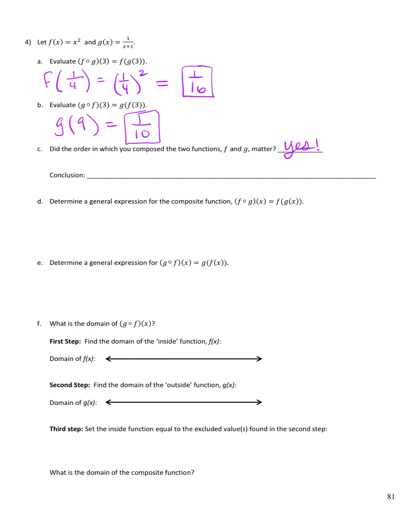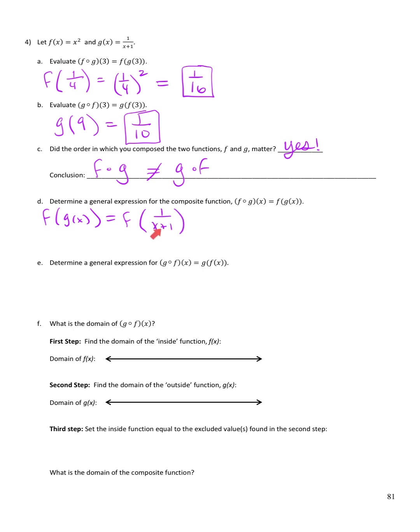Okay, so conclusion, f composed with g is generally not equal to g composed with f. I want to determine a general expression for the composition function f of g of x. So f of g of x. So g of x has a formula, 1 over x plus 1. These two things are equal. So I'm going to replace this g of x with its formula. So I have f of 1 over x plus 1.